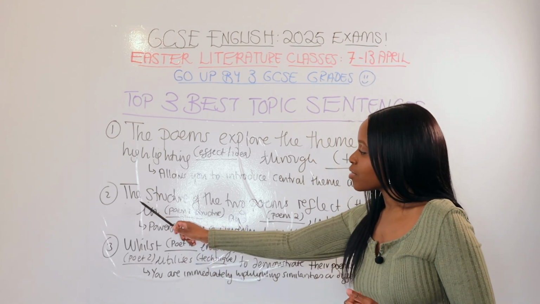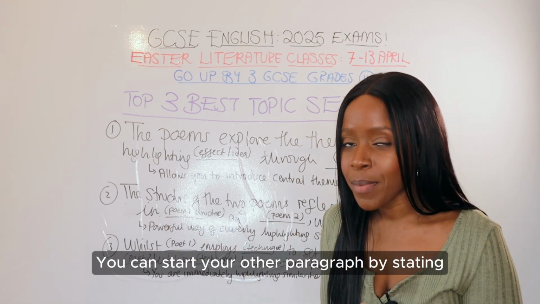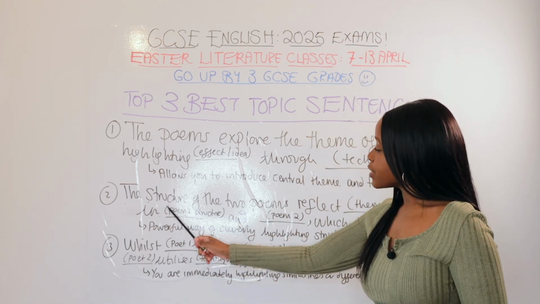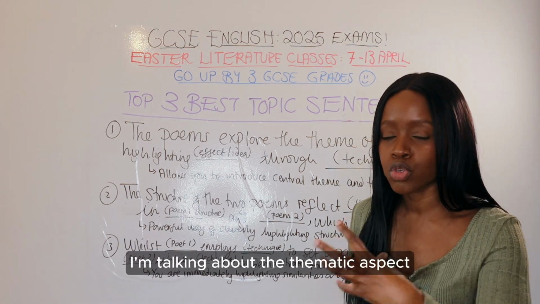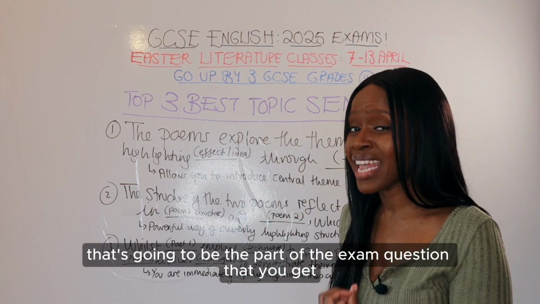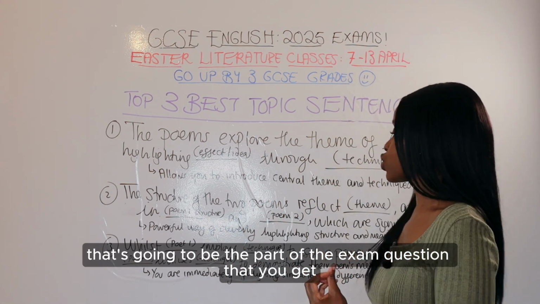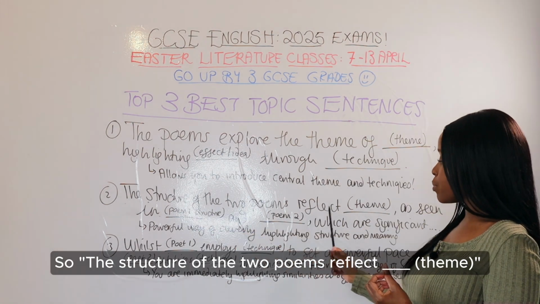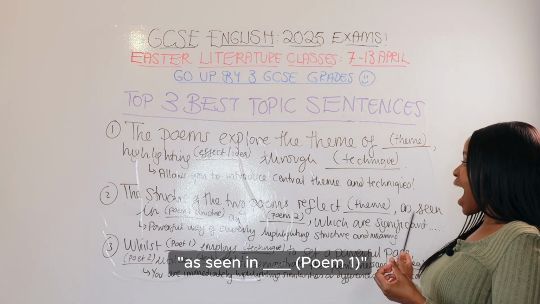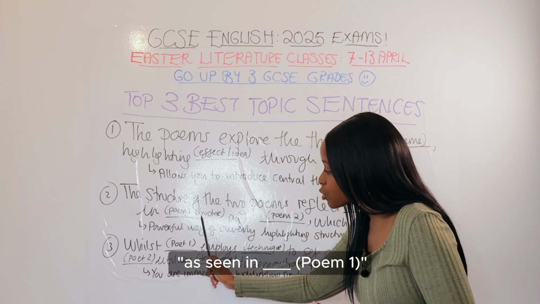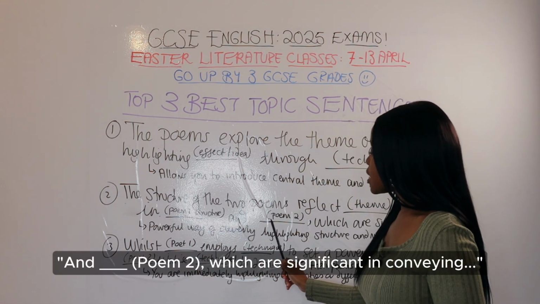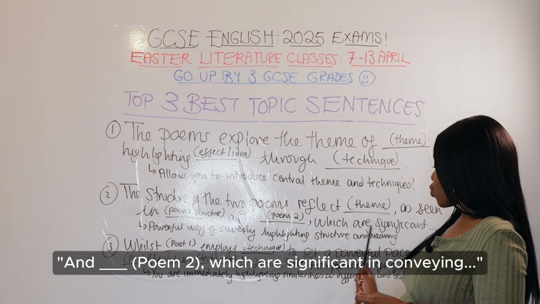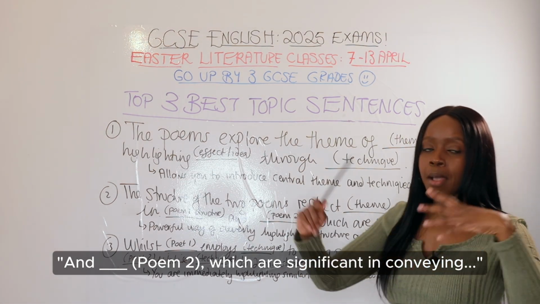So here, you can start your other paragraph by stating, the structure of the 2 poems reflect theme. Again, when I say theme, I'm talking about the thematic aspect that's going to be a part of the exam question that you get, okay? So the structure of the 2 poems reflect theme, dash, as seen in poem 1, where you're talking about structure, and poem 2, which are significant in conveying blah, blah, blah.